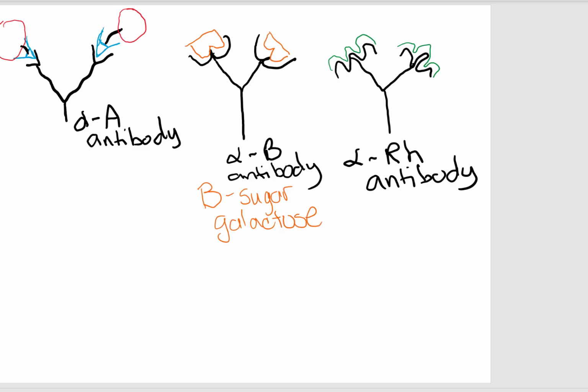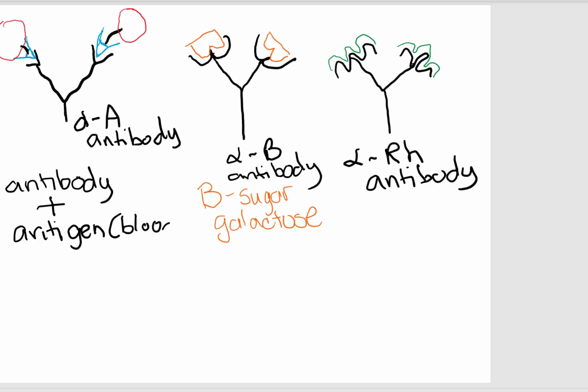And when we get a whole bunch of red blood cells stuck to antibodies, this is an immune reaction. When you have antibody plus antigen, and it's a blood antigen, you get agglutination.